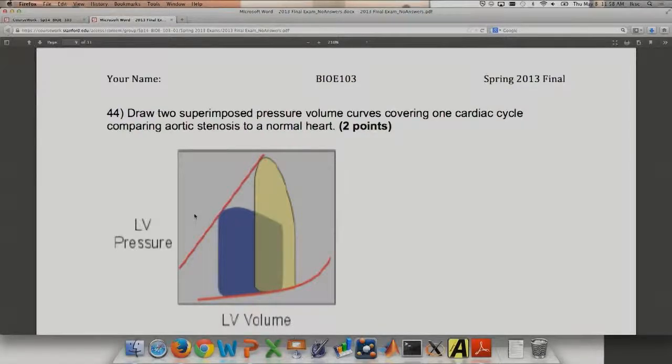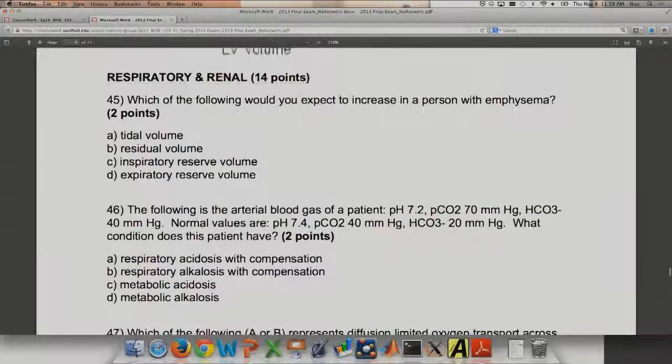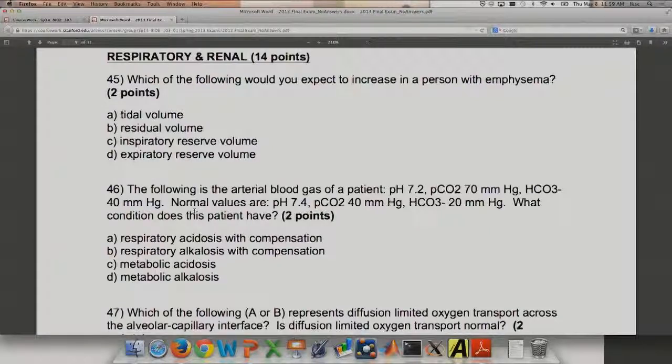Let's do some respiratory and renal questions in the last 5-6 minutes. Which of the following would you expect to increase in a patient with emphysema? We didn't have time to cover all the details of the diseases in class, but emphysema is a chronic obstructive pulmonary disease. So patients retain a lot of air and become high volume states. I'll give you the answer, it's residual volume. They just become air trappers, basically. They can't exhale with good enough strength, so they keep trapping air. Their chest can become really barrel-chested, very wide and big.